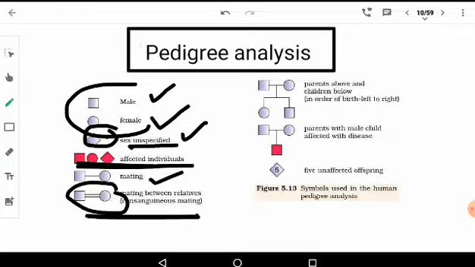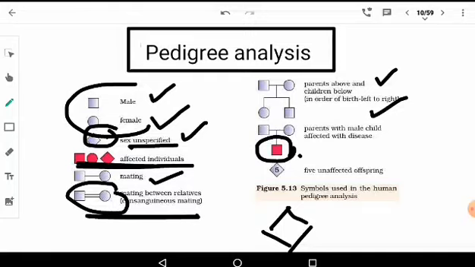And now if you draw a chart connecting one generation and the next generation, you can see over here that the parents are always written above and children are always written below. And next one is parents with a male child affected with a disease, as you can see over here. The male child over here is affected with a disease. And now if we write some number inside that symbol, that means that there are 5 unaffected offspring. It can be males, it can be females also.